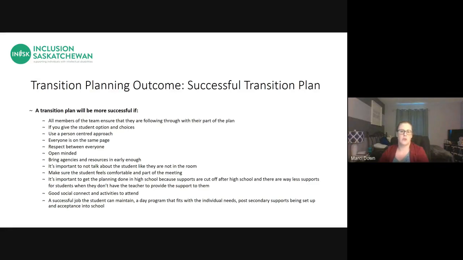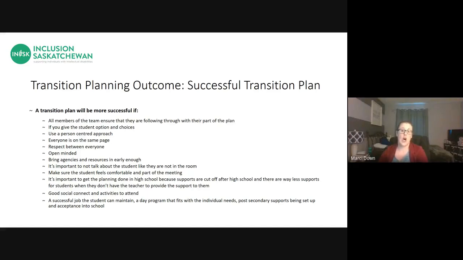If the team uses a person-centered approach, if everyone is on the same page, if there is respect between everyone, and I say that because I always say leave your stuff at the door. You can be professional no matter who you like, don't like, have an issue with. You need to be able to leave that at the door, or the transition planning doesn't go very successfully. If everyone is open-minded and willing to adapt to a changing plan, because it does change. If you bring agencies and resources in early enough, if you can make sure that the student feels comfortable and part of the meeting, that they understand what's going on.